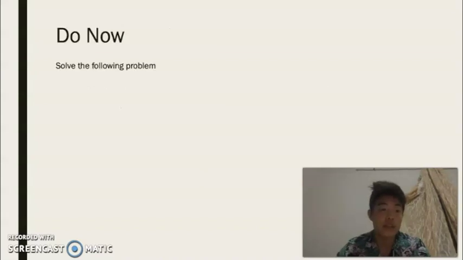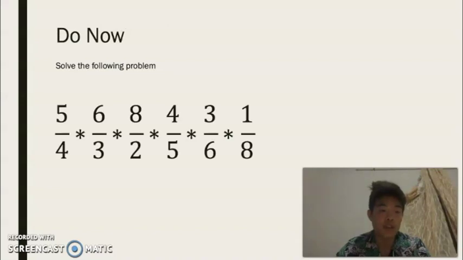So I want you guys to work on the do now and try and solve the following problem. So here we have 5 over 4 multiplied by 6 over 3 multiplied by 8 over 2 times 4 over 5 times 3 over 6 times 1 over 8. Now there are two ways to solve this problem, and I want you to figure out the two ways. I'm going to give you some time to work on the do now.